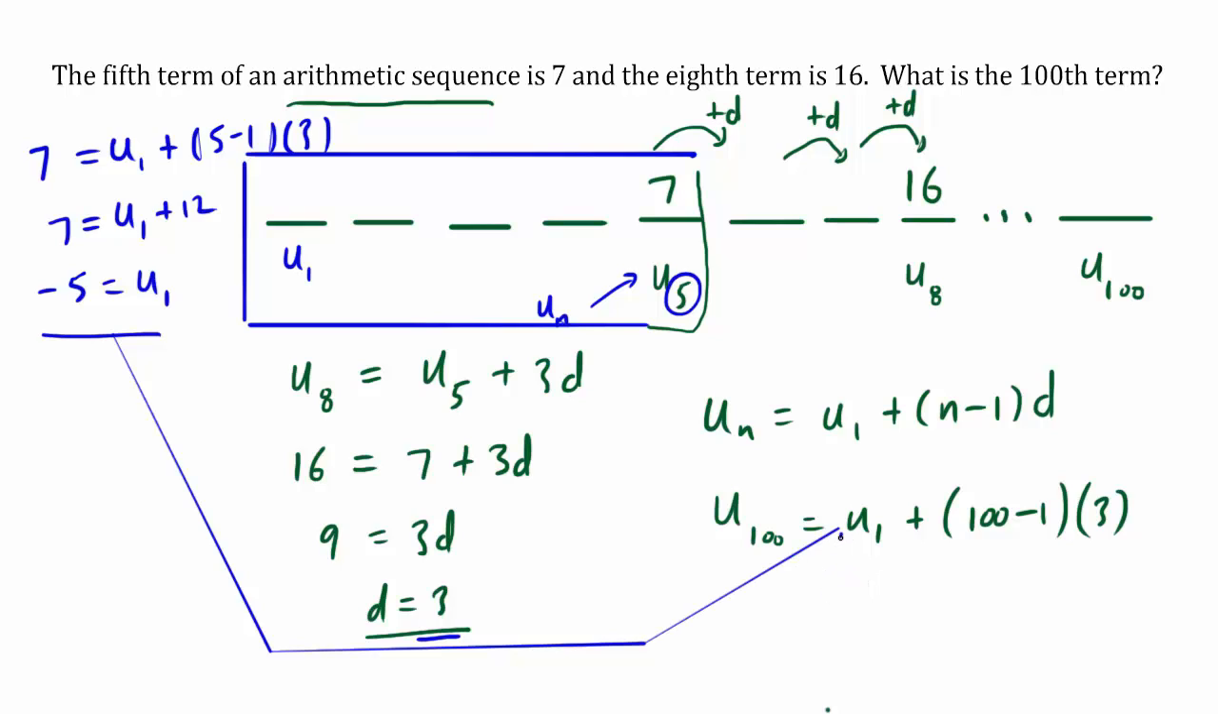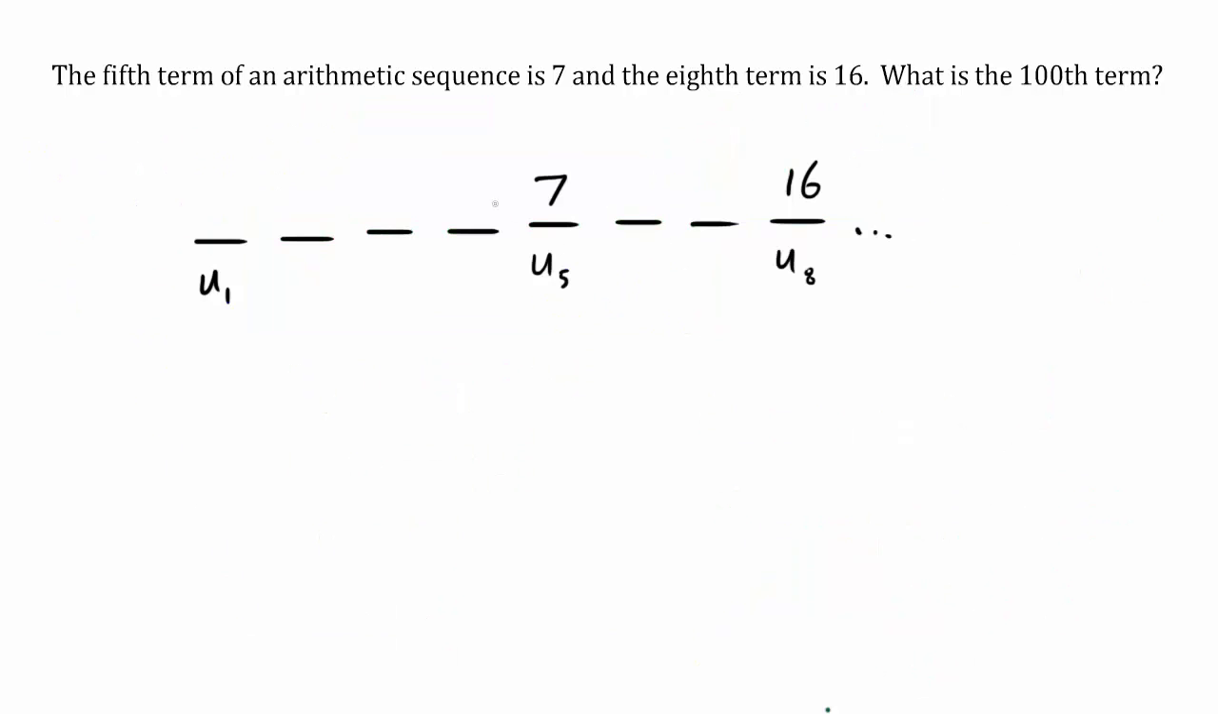So we're going to plug U1 back into here. Going back to the original question, we have U100 equals U1, which is negative 5, plus 100 minus 1, which is 99, times 3. And so finally we get the answer. U100 is 292.